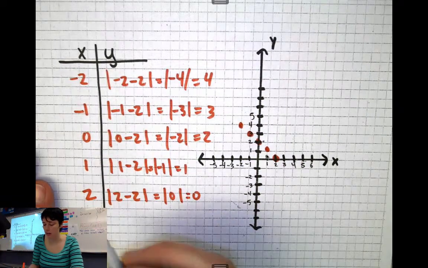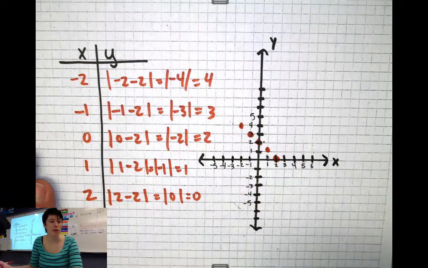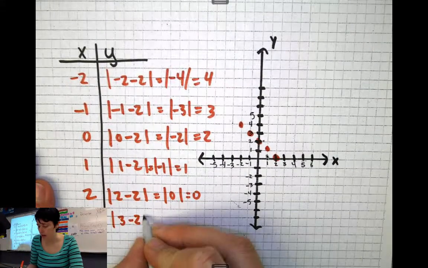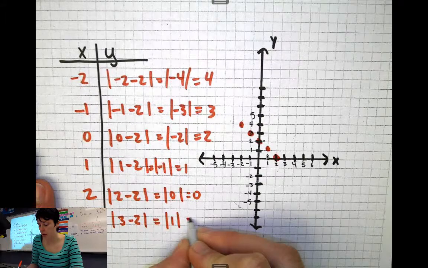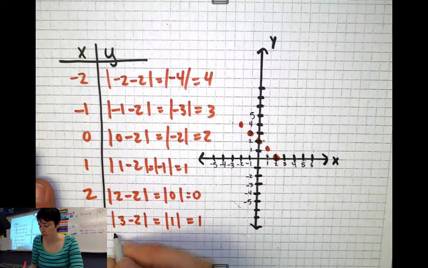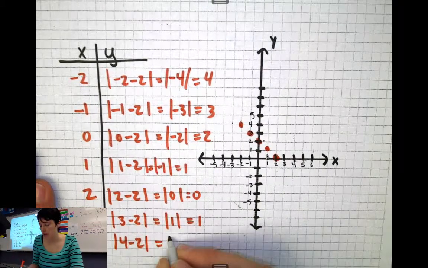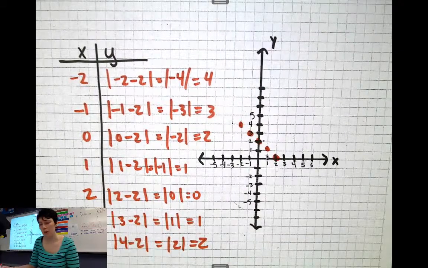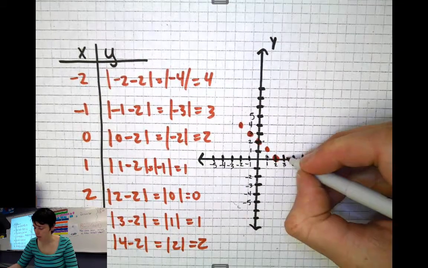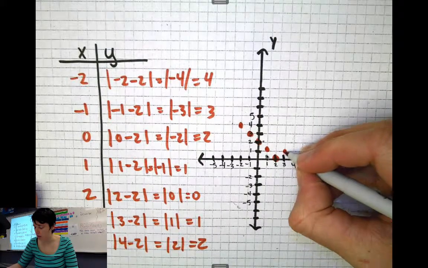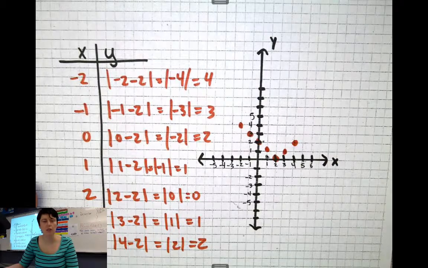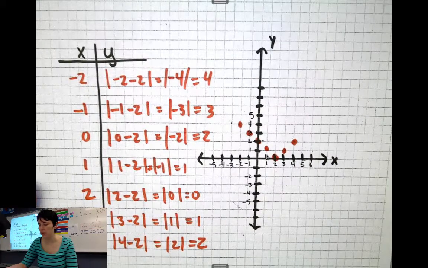I shouldn't stop here. Maybe I need to do 3 and 4 and see where this pattern takes me. So if I do 3 minus 2, I get absolute value of 1, which is 1. If I do 4 minus 2, I get the absolute value of 2, which is 2. So I get 1 and 2, which I'm going to put on my graph. Now 3, 1 looks like where I'm turning my corner. 4, 2, there it is. That's my V.